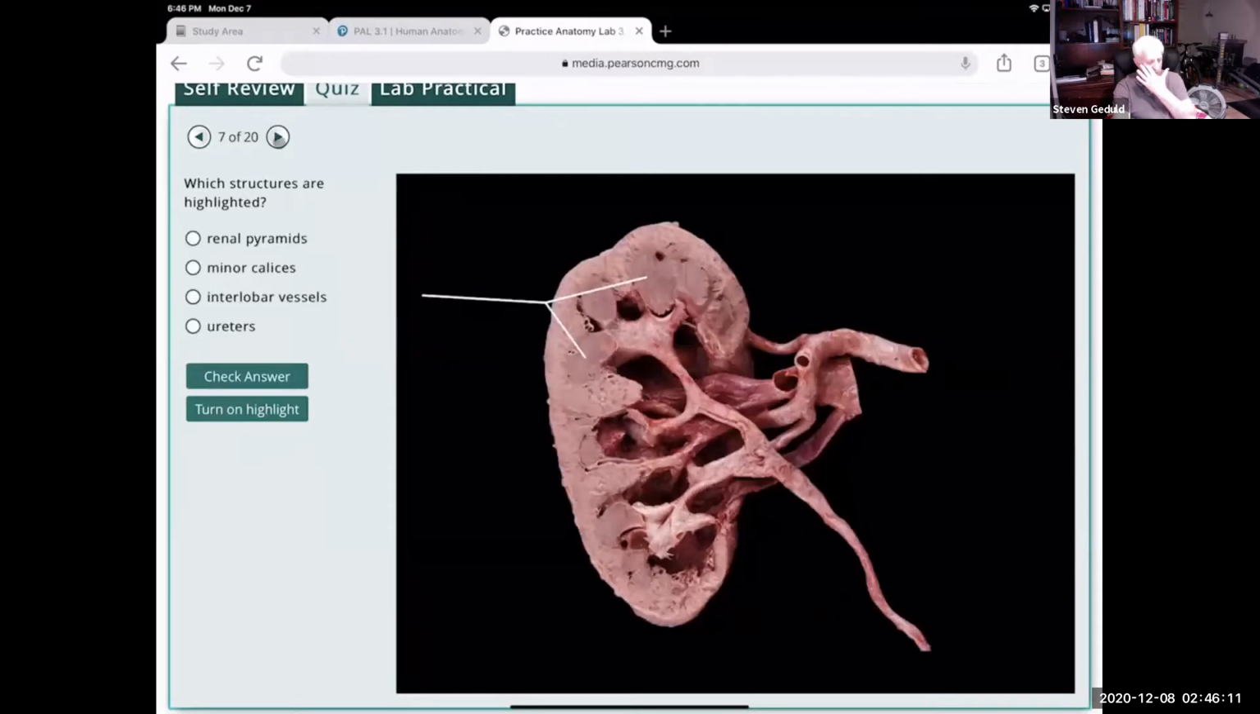All right. What are those part of the kidneys? Are those your pyramid, your calyces, your vessel, or your ureters?